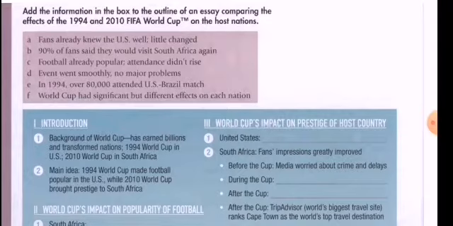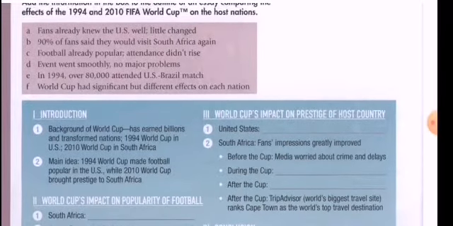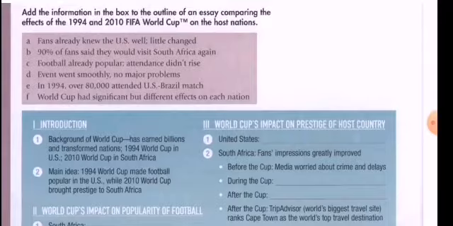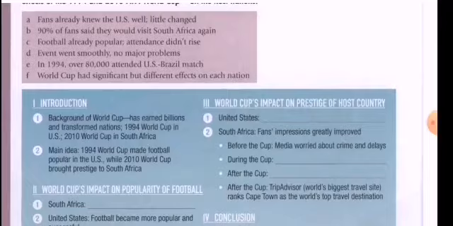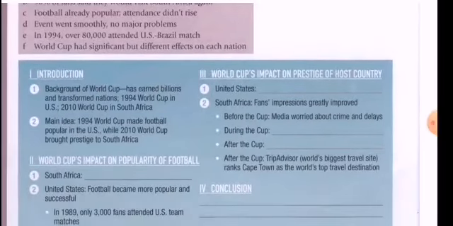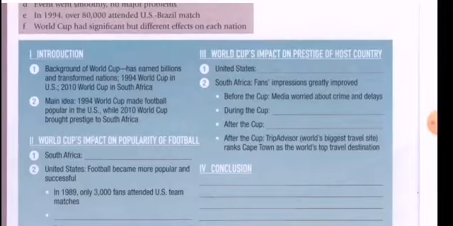So in this case, 2 different countries and 2 different times, right? And it's a bit complicated. Look at the introduction. Background: World Cup has earned billions and transformed nations. In 1994, World Cup in US. 2010 World Cup in South Africa. So it's suitable for an introduction, this kind of information. Main idea.